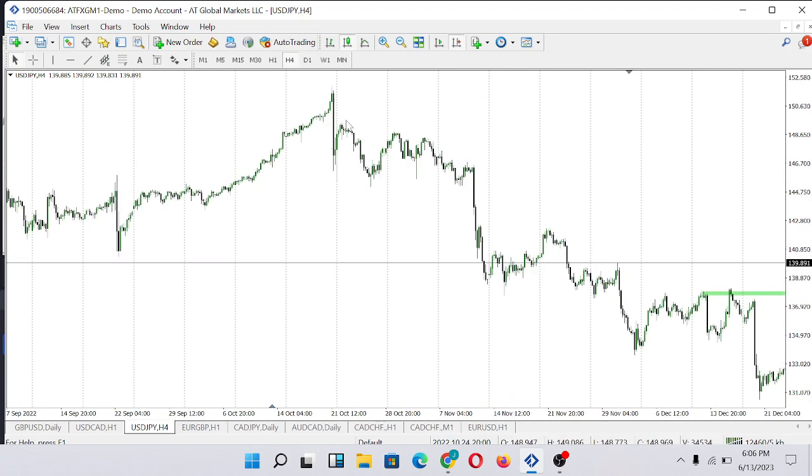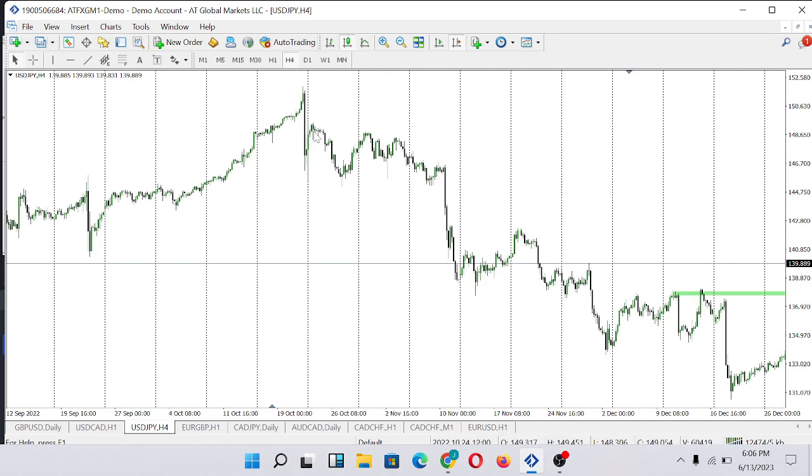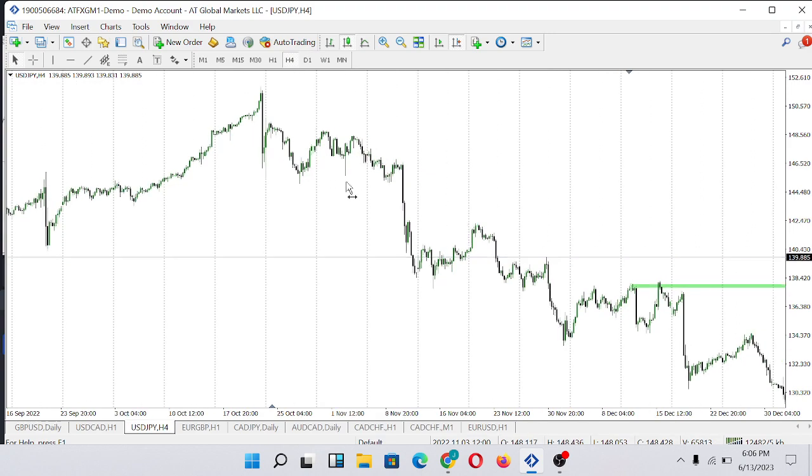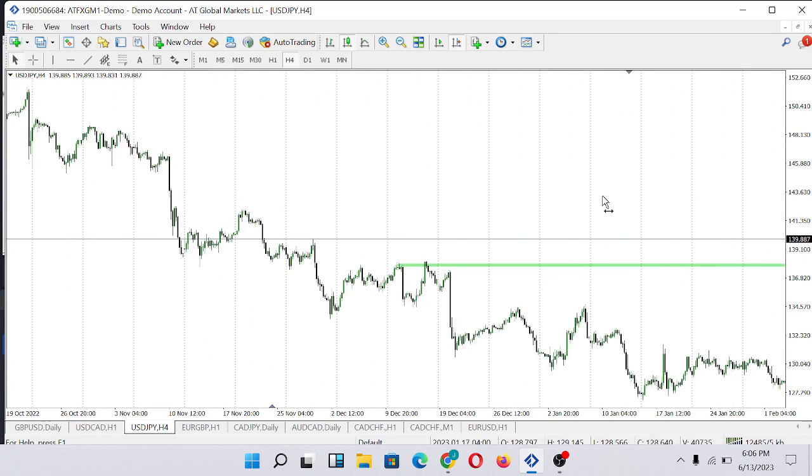High, low, higher high, lower low, made this one here. So it's confirmed that the trend is bearish. It makes two lower highs and two lower lows. Trend is confirmed. Okay.